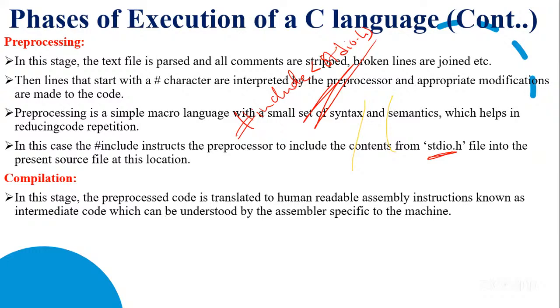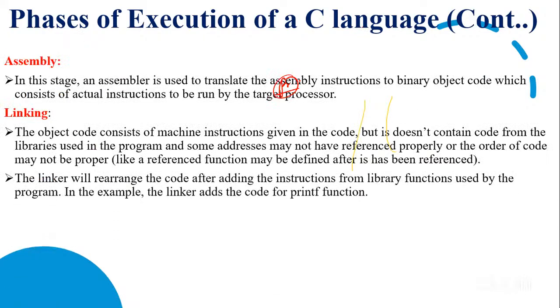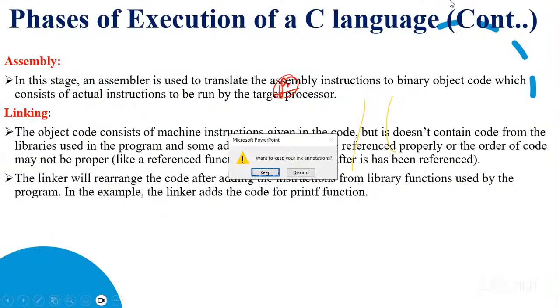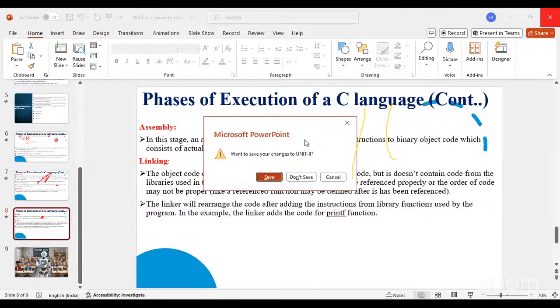And in the linking stage, whatever you have converted in the assembly stage will be linked with the machine instructions. This is what we have about the four stages of program execution.